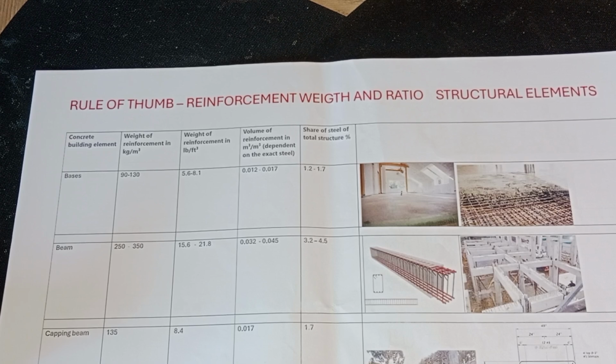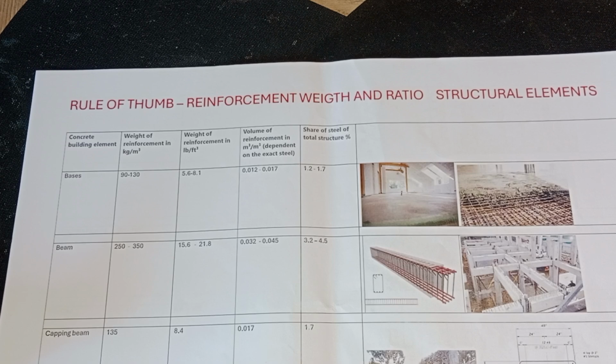So the first step here is just bases. I've shown the bases here. It is just about 90 to 130 kilogram reinforcement per cubic meter of concrete volume, and the percentage of reinforcement, if it's between 1.2 to 1.7%, that is acceptable, but always try to keep it in the minimum range.